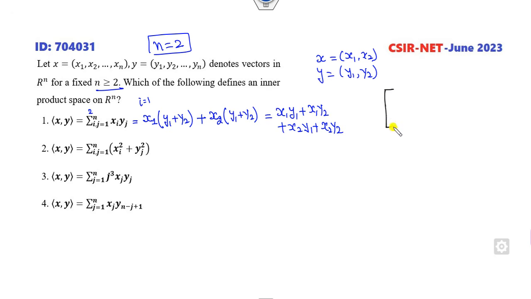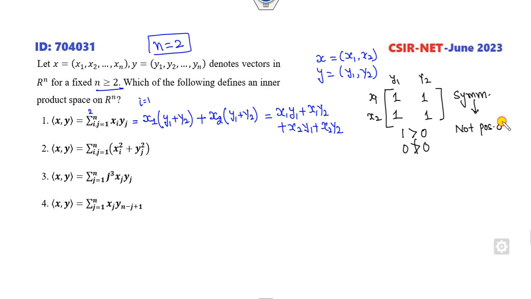So can I write this in terms of the matrix? x1 x2, y1 y2, with the matrix 1 1 1 1. It is symmetric. Fine. Now check whether it is positive definite or not. 1 minus 1 is 0, which is not greater than 0. It is not positive definite. If it is not positive definite, it means it is not an inner product. If it is not an inner product, then it is not an inner product space.